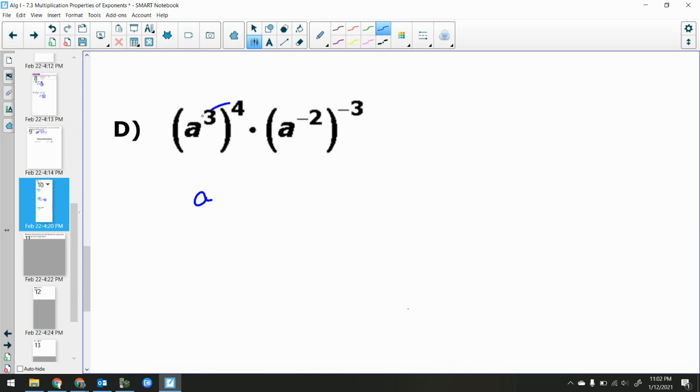Okay, so power to a power, we multiply those numbers, a to the 12th. Power to a power, we multiply those numbers, a to the positive 6th. Now, look, I've got multiplying the bases, so I add the exponents up top, a to the 18th. And that's my final answer. Okay.